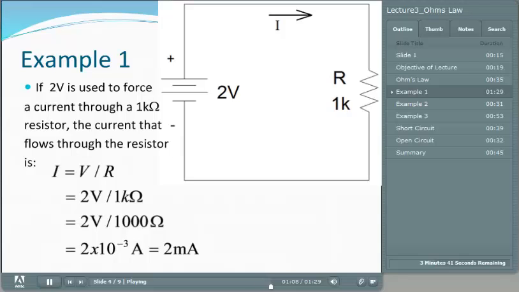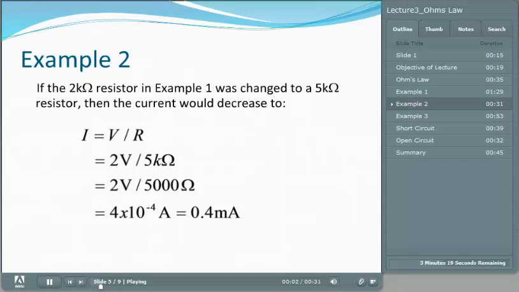However, we can't stop here. I need to convert the 10 to the minus 3 to the appropriate prefix. Therefore, the final answer should be 2 milliamps. Note that I have not used the trailing zeros. You do not need to write 2.00 milliamps. 2 milliamps is sufficient. Suppose the 1 kiloohm resistor in example 1 was replaced with a 5 kiloohm resistor.